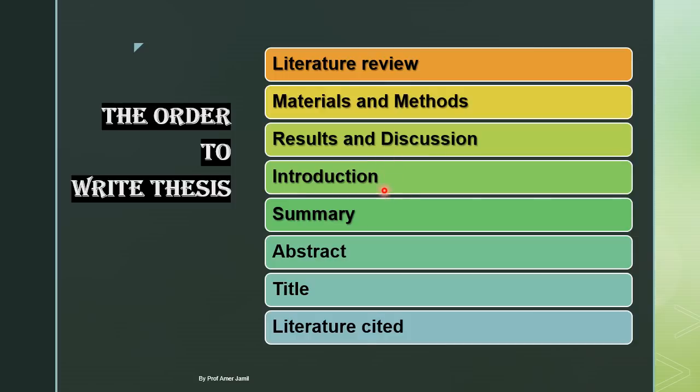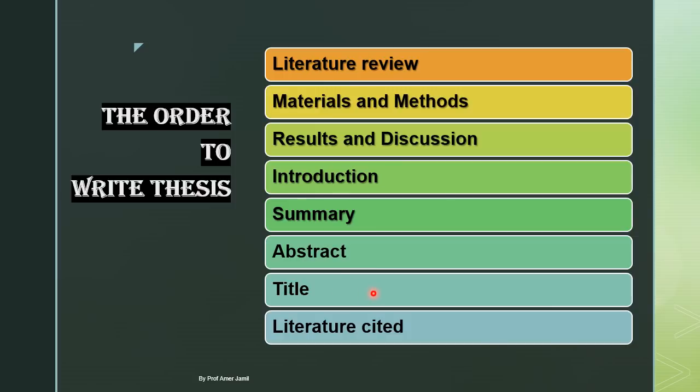And then comes the introduction, because the reviewer sees the introduction as the first chapter rather than the literature review or any of these. Introduction contains the justification of the project and also contains the overall outcome of the project. So if you write the introduction after these three chapters, it can be written in a better way. And then comes the summary, followed by the abstract. Summary is a longer version, abstract is a shorter version of the summary. And then you give the title.